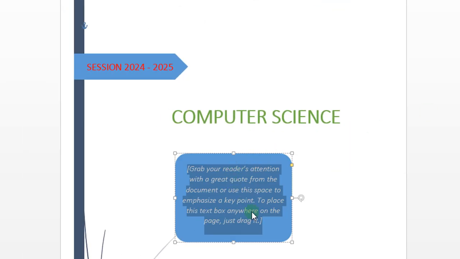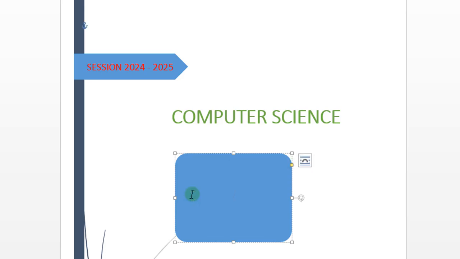Now I'm going to wipe everything inside. To wipe everything inside is very easy. You just select and you wipe. You write your own thing. So there I'm going to write Mini Project in capital letters. Good. Very nice.